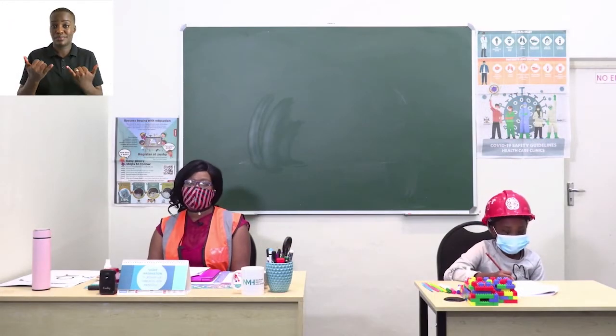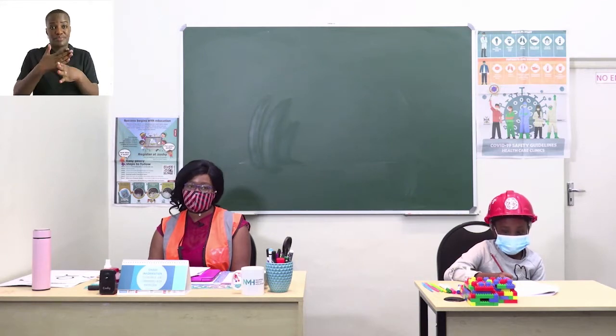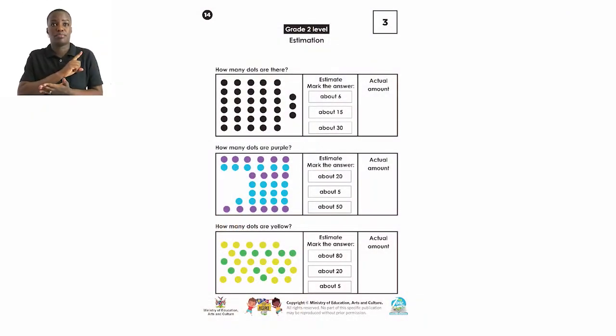Let us now take a look at our first exercise on page 14. Here you can see that we have balls in different boxes. We are going to practice estimation, which is also known as guessing. We are going to guess how many balls are in each block. We're going to start with the first one, and the first one is giving you options. Are there 6 balls? Are there 15 balls? Or are there 30 balls? I want you, without counting, to guess, and you're going to circle your answer.